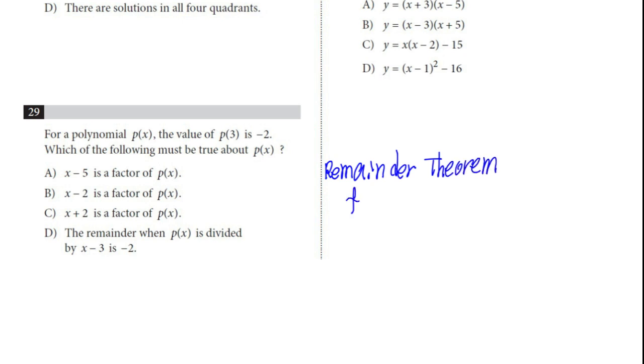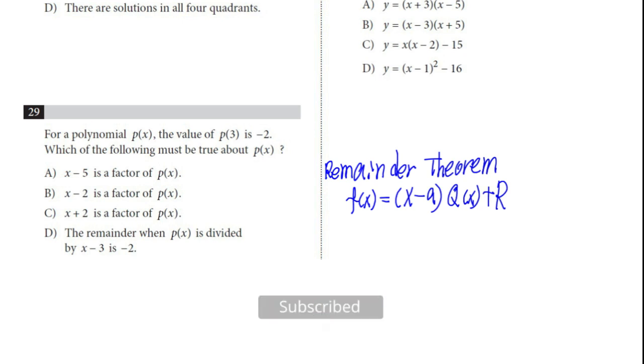If you have f of x equals, for example, x minus a times q of x plus r, we can interpret this equation in two different ways. First, how about this one? When x minus a times q of x, then if you add r, the result will be f of x. Quite true, right? But how about this one? When f of x is divided by x minus a, the quotient will be q of x, and the remainder will be r. Is also true.